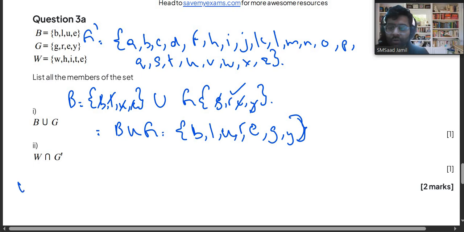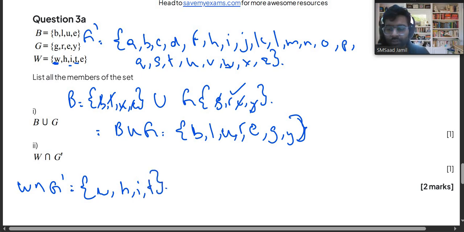So what is common in W and G complement? Look, we have W in both, so we will write W. We have H in both, so we will write H. We have I in both, so we will write I, and we have T in both. So W intersection G complement is only this, W, H, I, T.